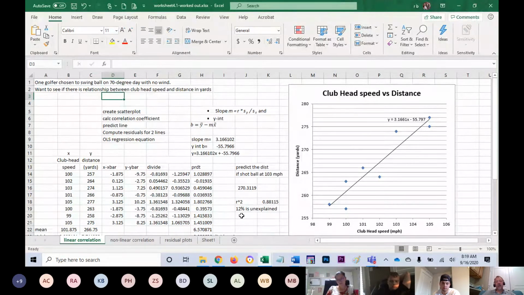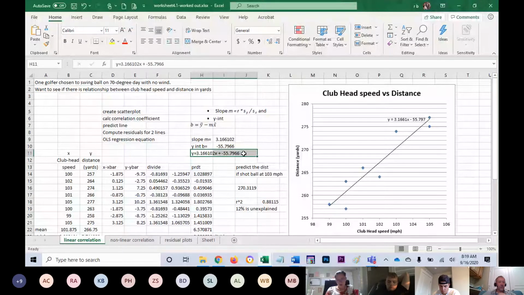Things like that. So the idea here is the R-squared value can give you a good idea on how good your model is. So closer to 100%, it explains it really well. Closer to 0, it's not a very good model. So you can use the R-squared value to determine how good your ordinary least squares regression equation is.